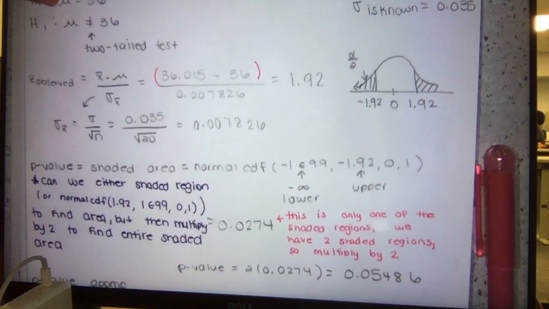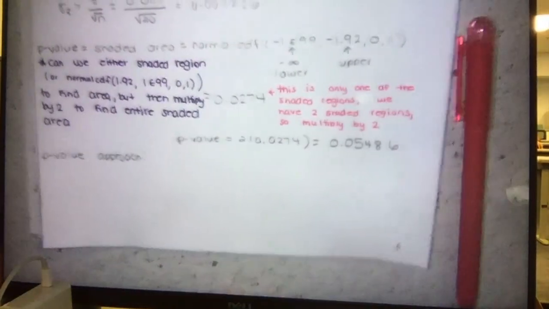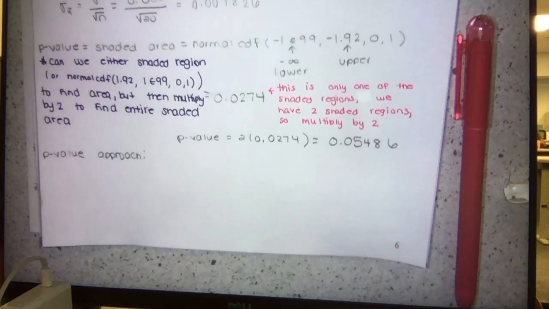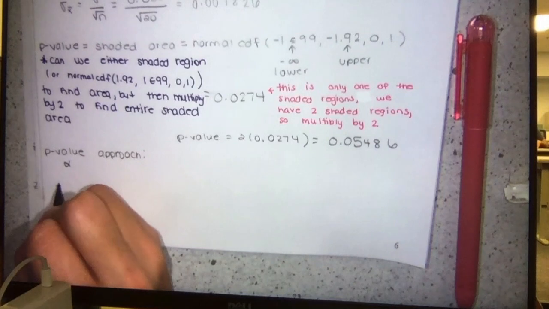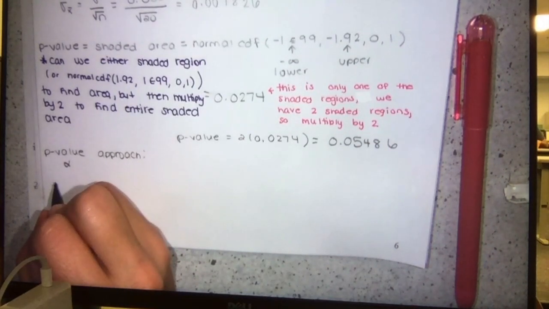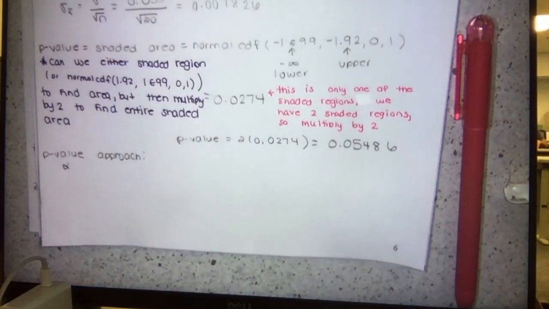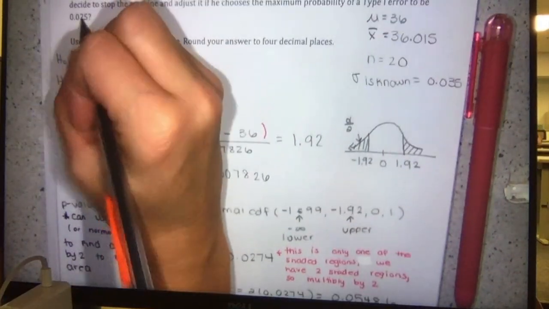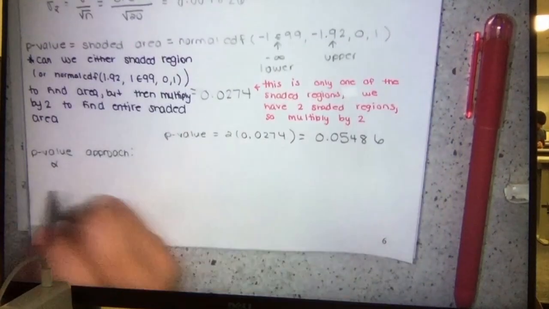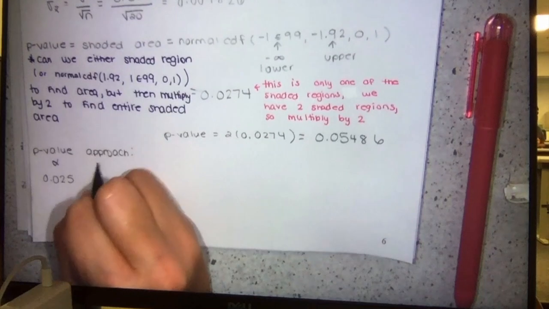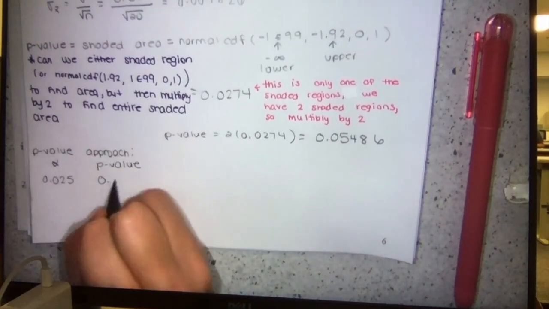Because we have our p-values, last but not least, we're going to use the p-value approach to see if we reject the null or not. So comparing our alpha, which says calculate the p-value for the test of hypothesis. Based on this p-value, will the quality control inspector decide to stop the machine and adjust it if he chooses the max probability of a type 1 error? So it's telling us our alpha is 0.025, and our p-value we know is 0.0548.